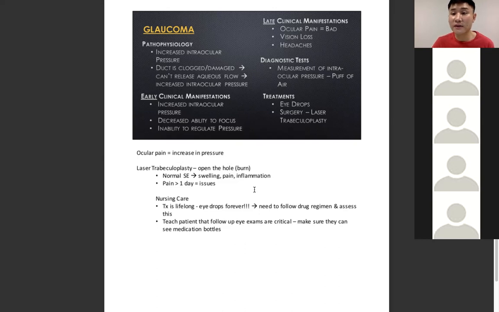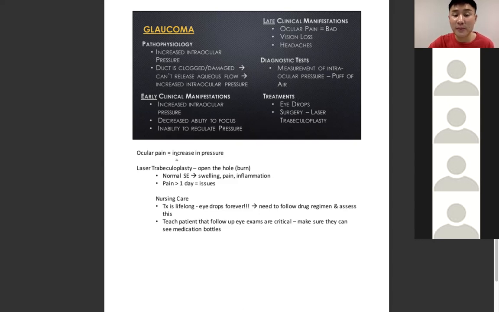Diagnostic tests: how do we diagnose glaucoma? We measure the intraocular pressure using a puff of air. That is a diagnostic procedure where the doctor blows into the eye, and a machine measures the pressure in the eyes. I don't think you guys need to know that. Treatments include eye drops and surgery by laser, trabeculoplasty.